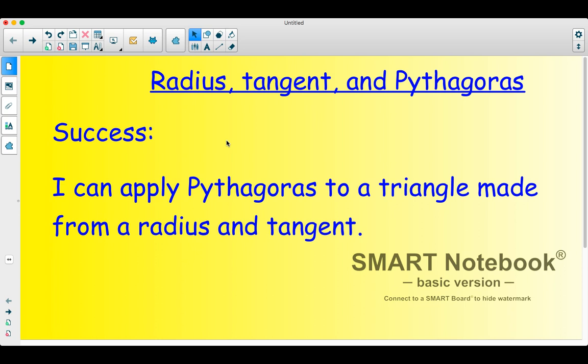Radius, tangent, and Pythagoras. I was wondering if maybe this doesn't really need a video, because a lot of you will be able to look at these questions and just know what to do because you know radius and tangent and you know Pythagoras. We're not learning anything new, we're just combining two skills that you already know. Still, some of you might need me to show you how this is done. Maybe you just need to see me do one of these questions, and then you'll be able to do it.